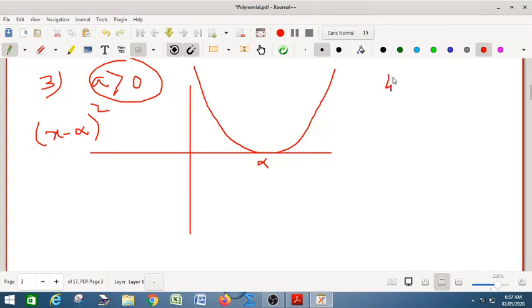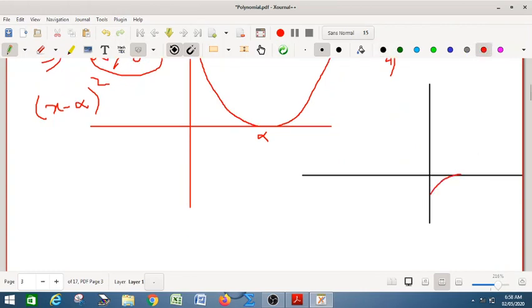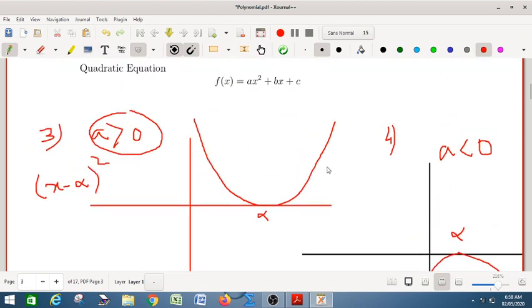And the fourth case, if you draw the fourth case, it will be like this. In this case also, the fourth case is a less than 0. In this, the curve will be in the downward, negative direction, but it will touch the x-axis. That is, the factors are equal, or the zeros are the same factors and zeros are equal. That is, alpha are the zeros. That is why you have this diagram. Now I will draw the fifth case.